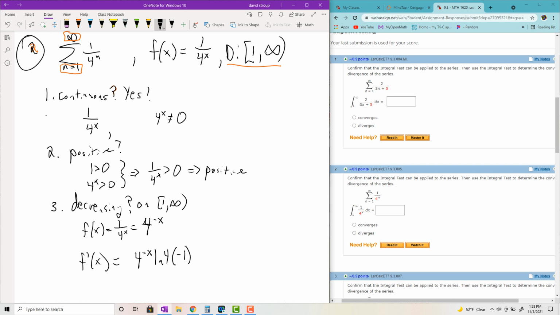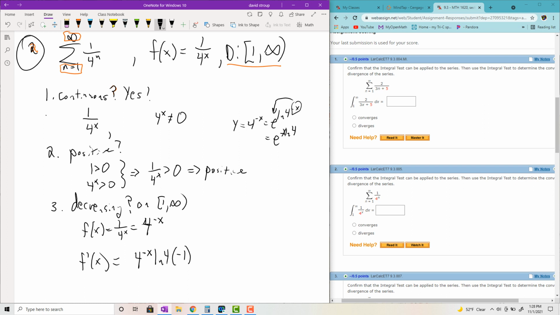Okay, from the chain rule and the rules for taking derivatives of exponential functions. If you don't remember that, how did that work? 4 to the negative x is equal to e to the ln of 4 to the negative x, which is equal to e to the negative x ln 4. Power rule it, so bring the negative x out in front.